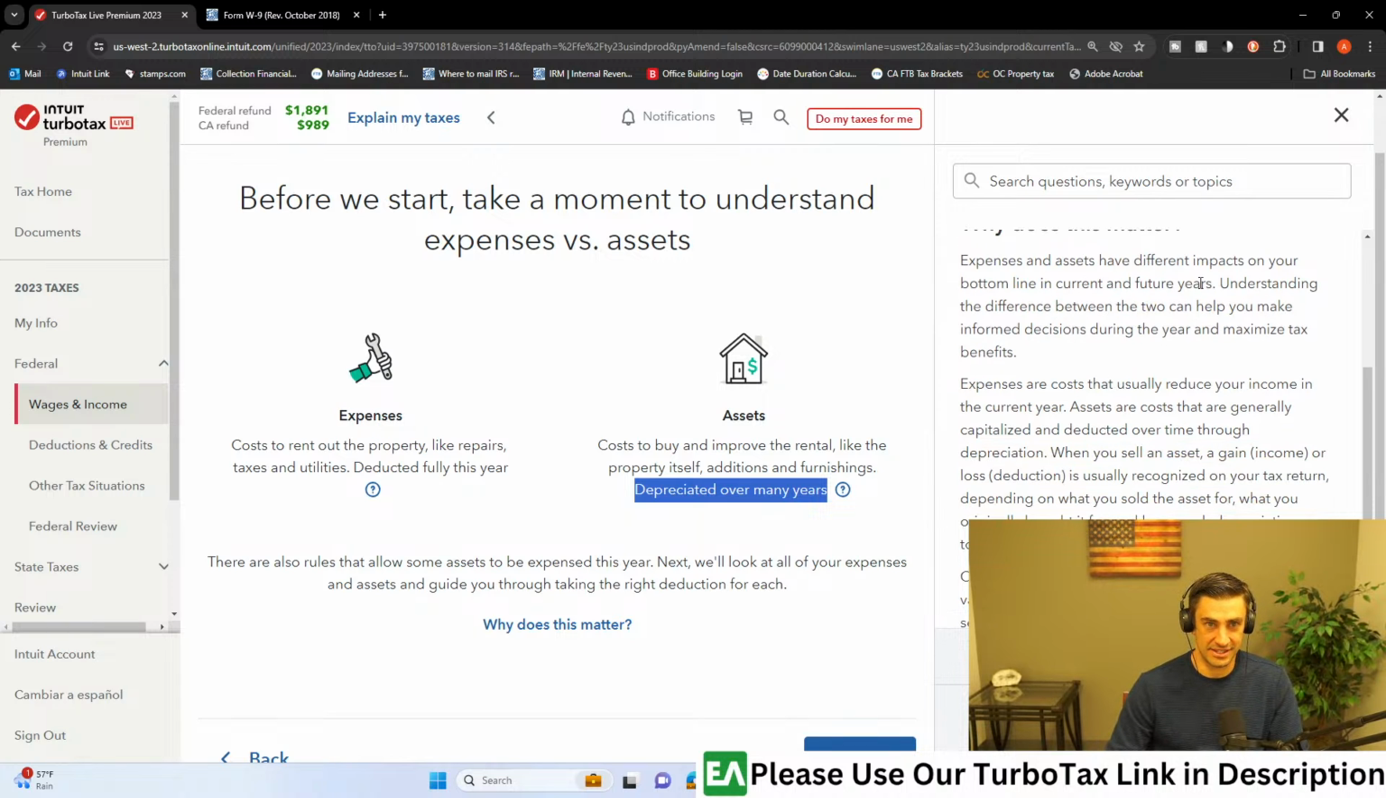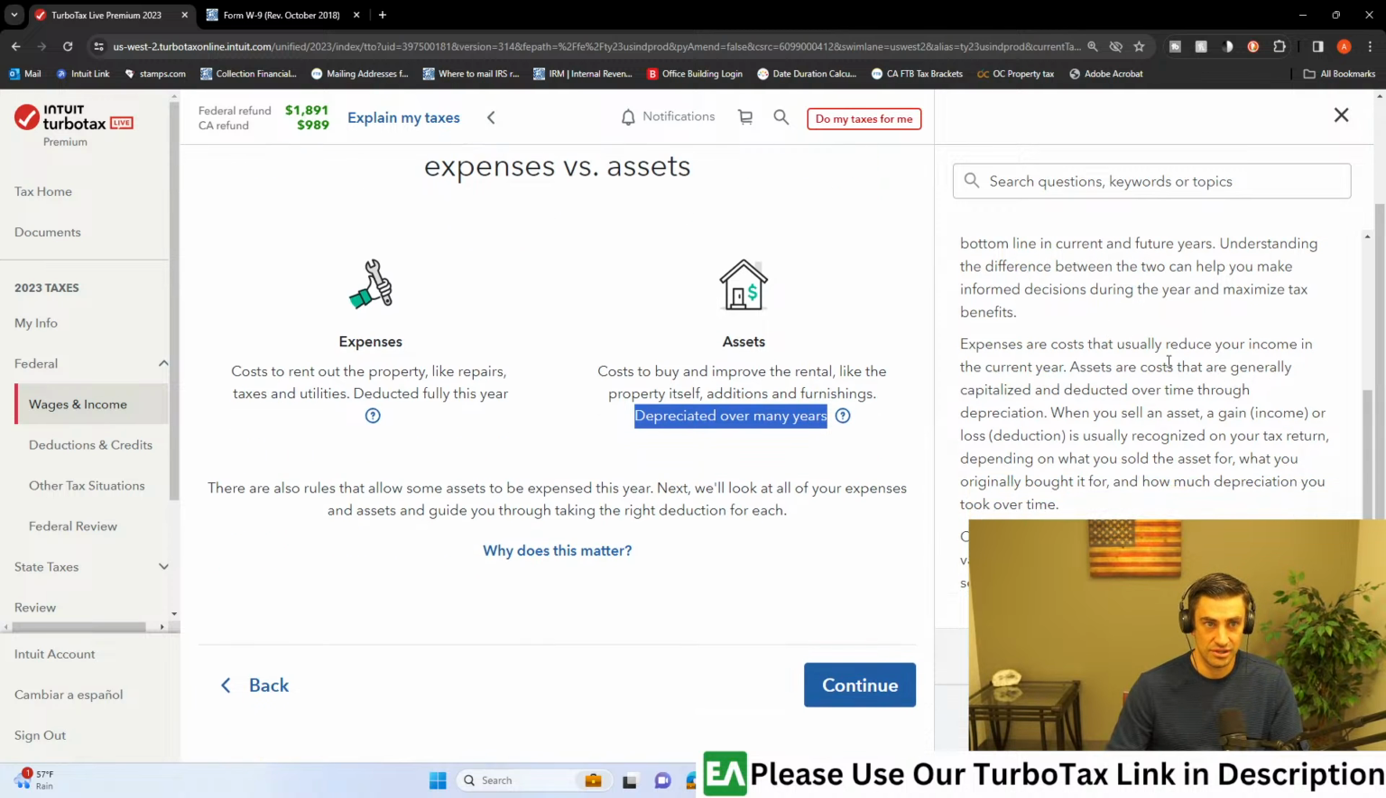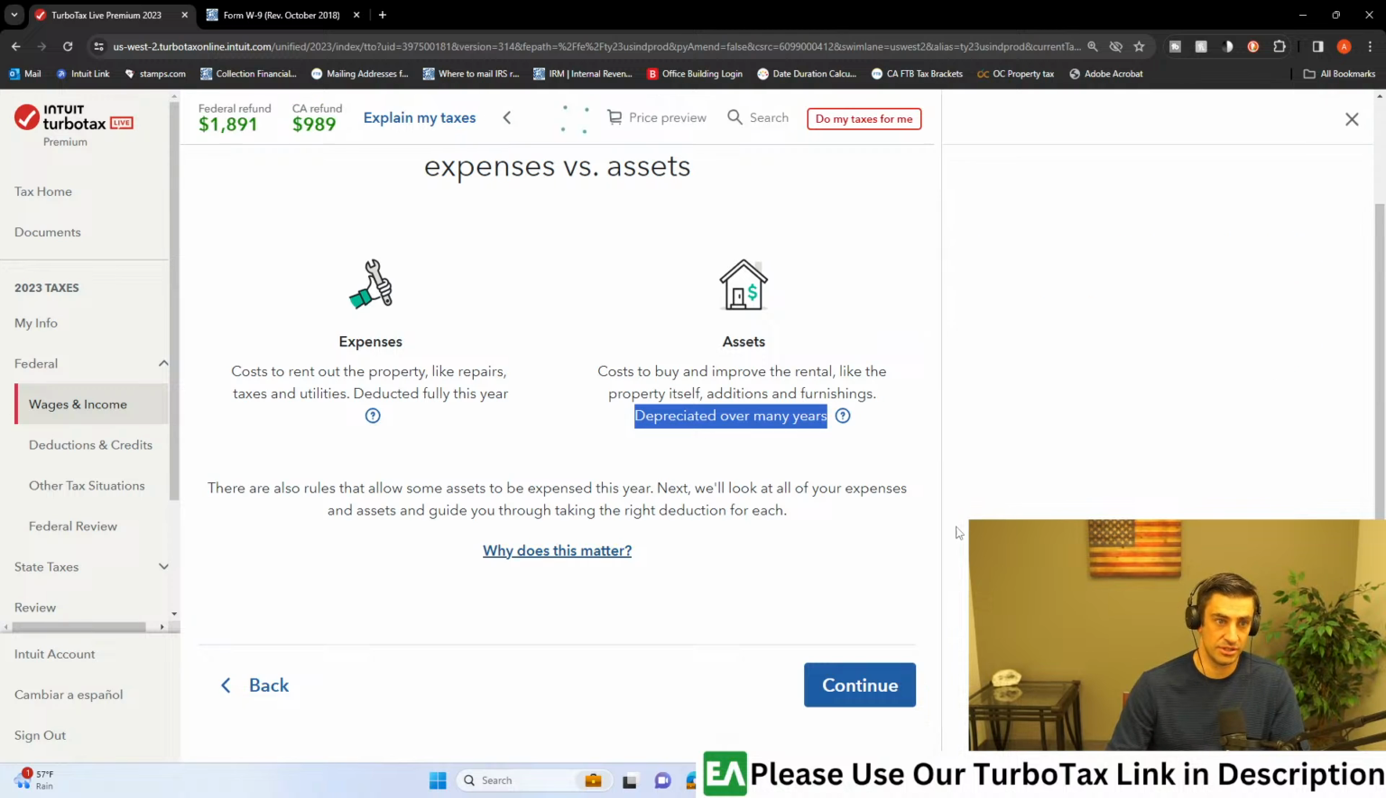Let's see. Expenses and assets have different impacts, of course. Understanding the difference can help you make informed decisions. Maximizing expenses, as costs usually reduce your income. Assets are costs that are generally capitalized and deducted over time. Oh, geez, stuff I already said.